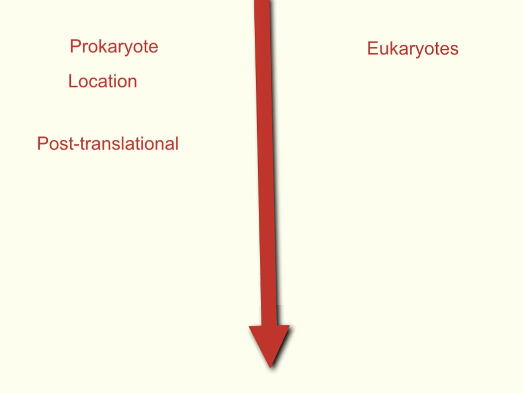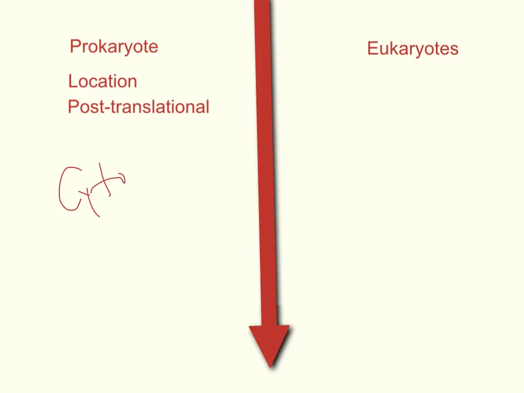post-translational processing. So not only does it occur just all over the place, it also does not have a post-translational processing, whereas eukaryotes do. So those are the main 2 things. First off, the location. On the location, protein synthesis, transcription, and translation all occur in the cytoplasm.